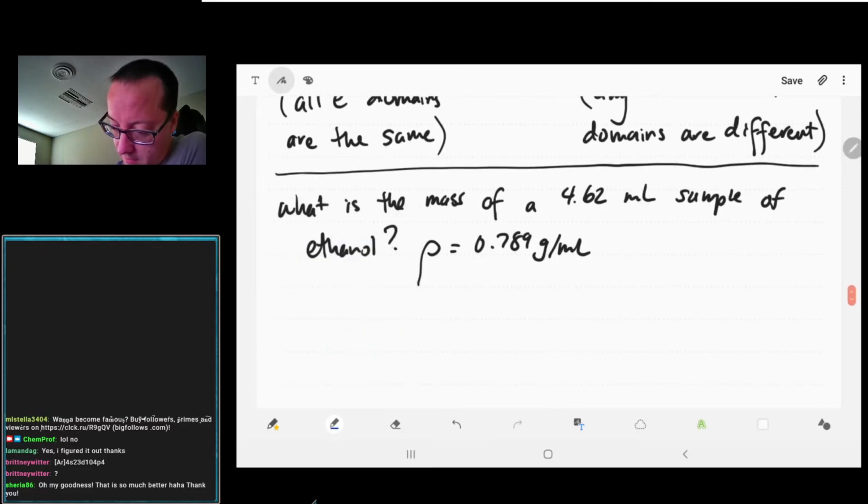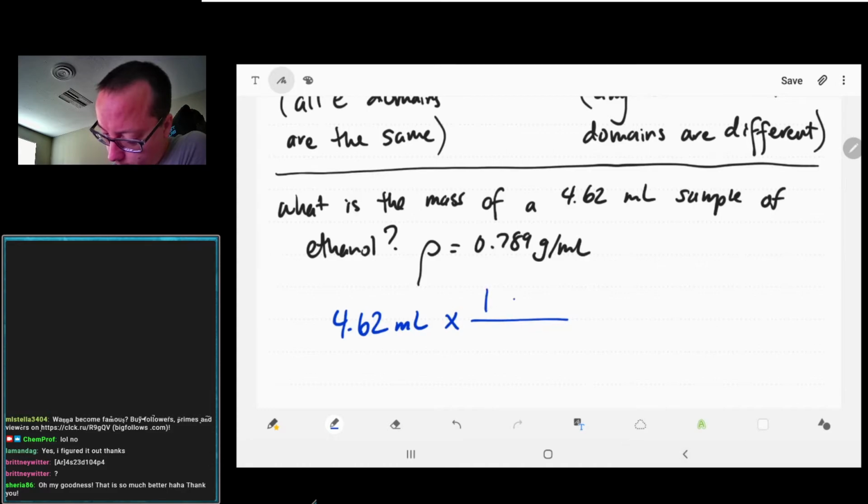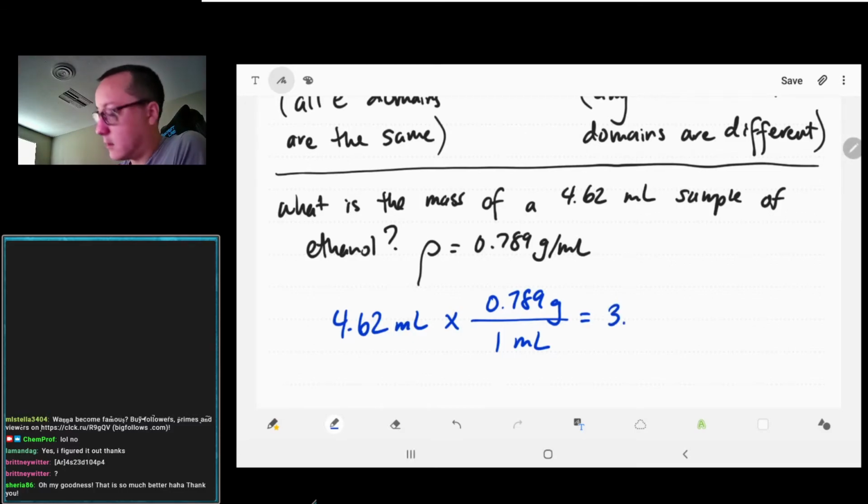We would just set this up like any other unit conversion. We would just need to do this multiplication and that's it. From that we get 3.65 grams. Hooray!